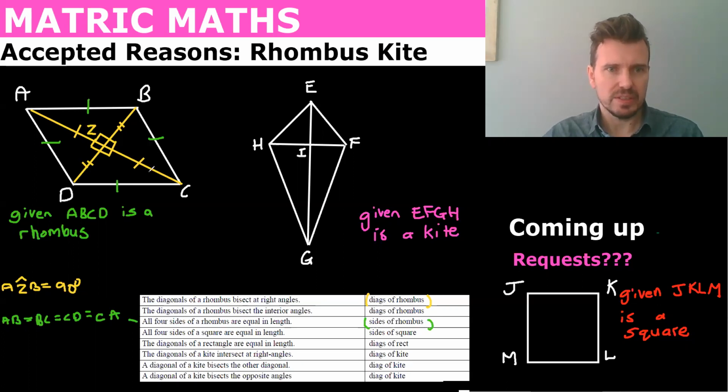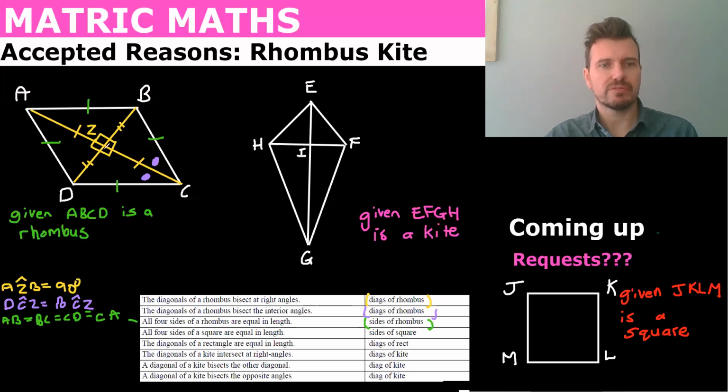The diagonals of a rhombus bisect the interior angle. What that means is that this angle here, let's do that in a different color, we know that then ZBC equals DCZ. So these are equal, these would also be equal. So we can say that DCZ equals BCZ, and the reason is diags of a rhombus. Okay, so that's what we get from the rhombus.